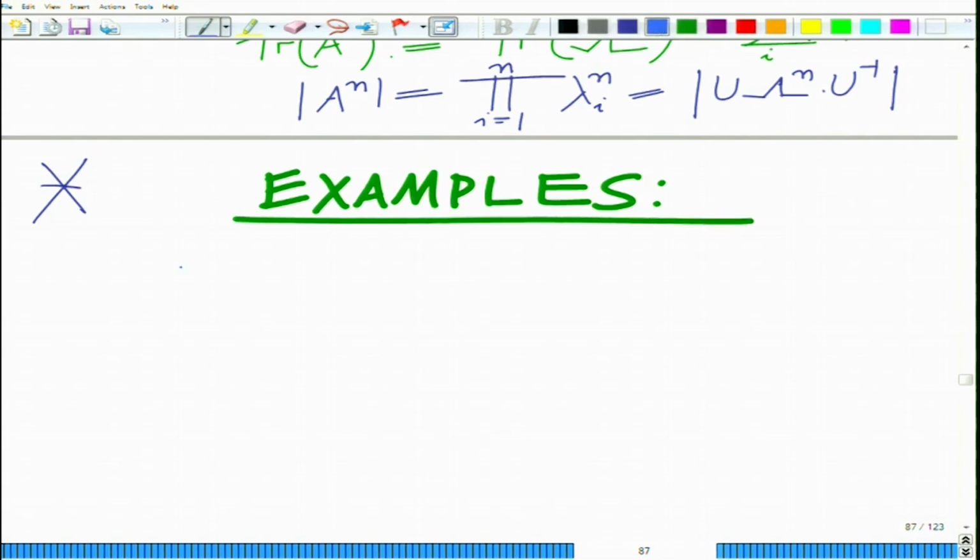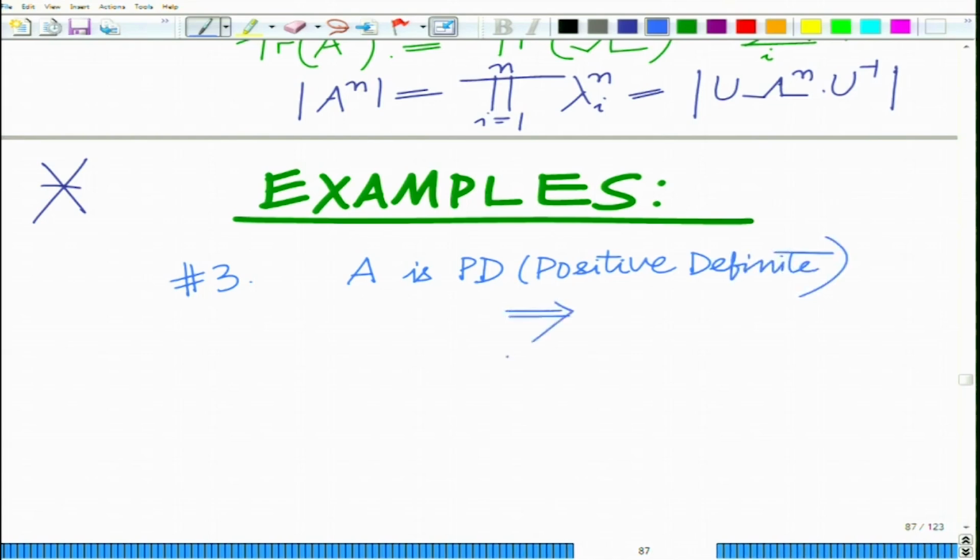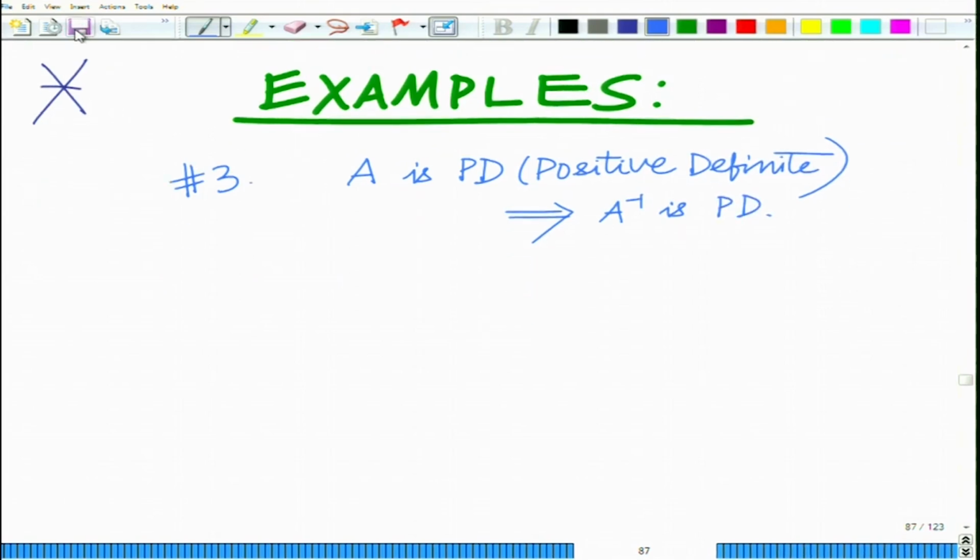So, this example number 3, what we want to show is that if A is a PD matrix, that is positive definite, this implies A inverse is also positive definite. We want to show that if A is positive definite, A inverse is also positive definite. This can be shown as follows.